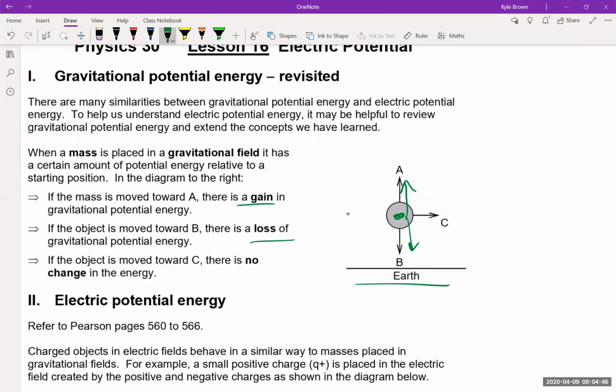And I don't know if you guys remember this, but if I move it in the direction of C, perpendicular to the direction of the gravitational field, then I'm not changing the potential energy that it has. So based on that idea, I feel like we've done this a ton. We're going to do something really similar now with electric potential fields.